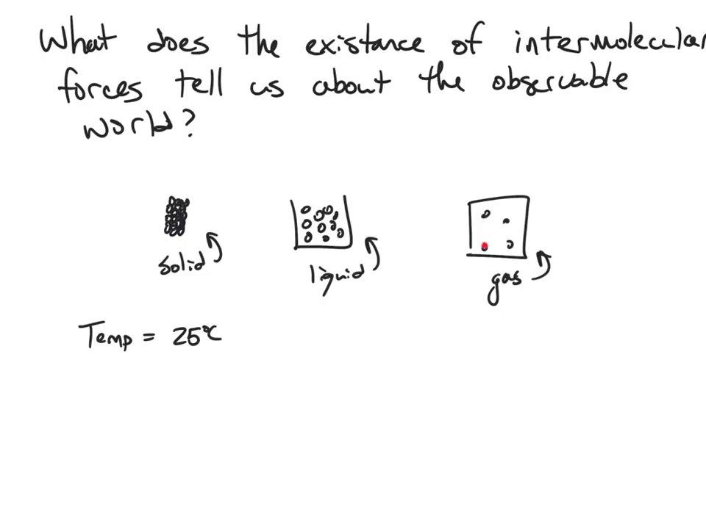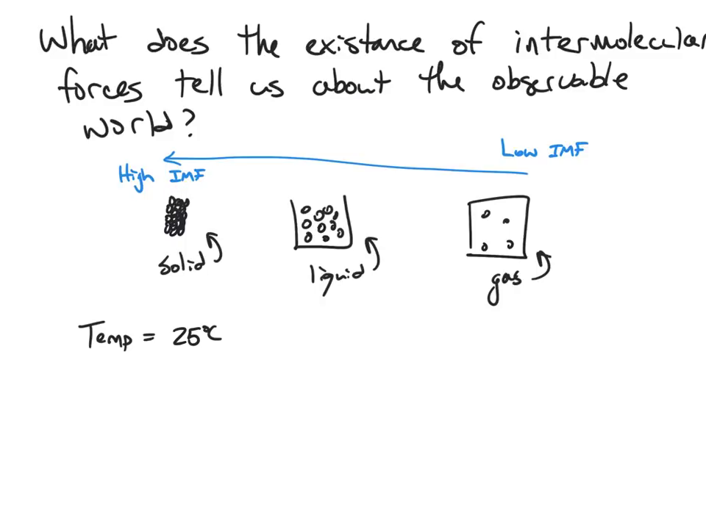Now let's look at the other end of the spectrum, gases. These particles are not very attracted to one another at 25 degrees Celsius. Otherwise, if they were very attracted, they would condense and then solidify. So the fact that a gas exists as a gas at 25 degrees Celsius tells me that it has very low intermolecular forces. So at 25 degrees Celsius, things that are gas have low intermolecular forces. IMF stands for intermolecular forces, and things that are solid have high IMF.